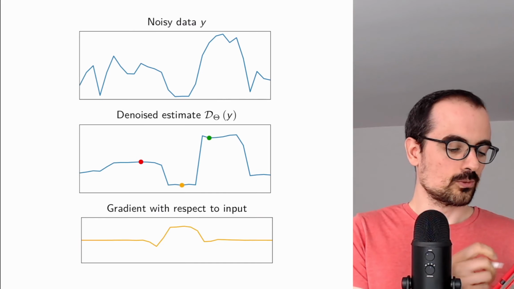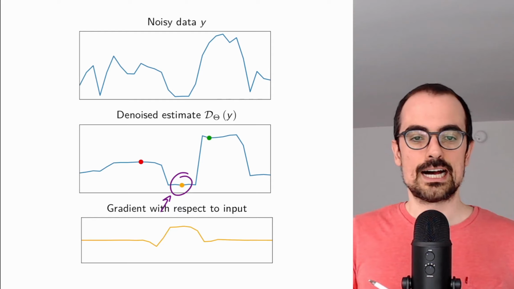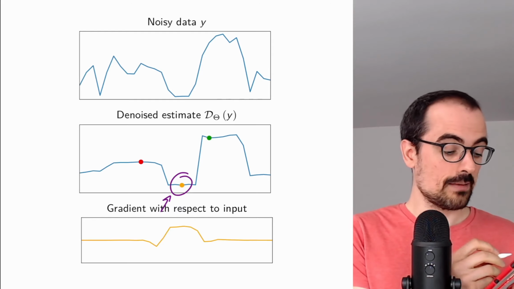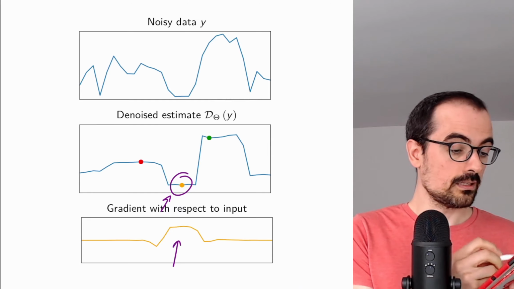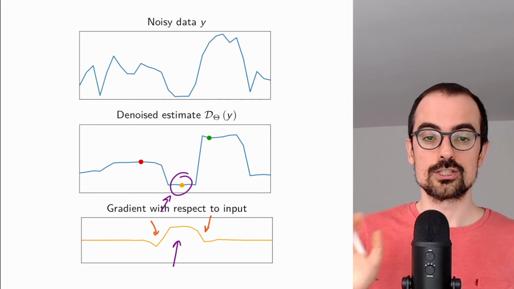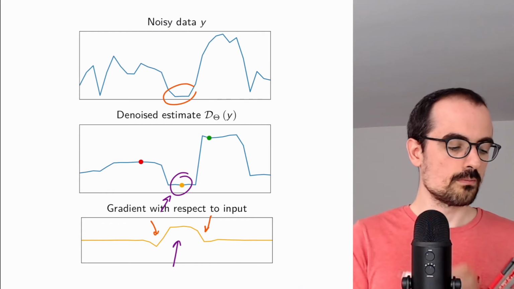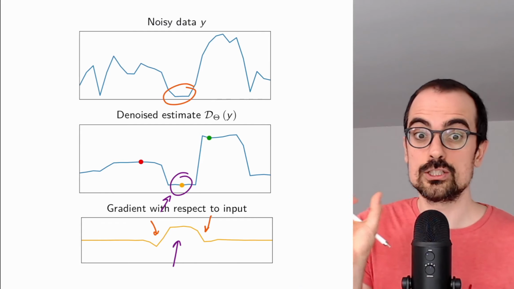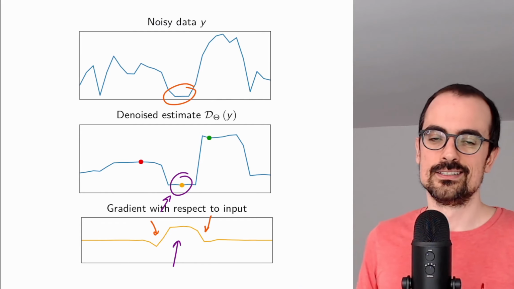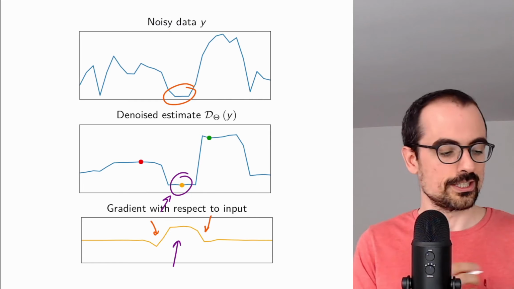So now let's take a look at what happens if we look at the gradient with respect to that output. And again, we find the same thing. The network is able to identify that there's two edges here that it should not mess with, and it just performs an average in between the two edges, which is a very reasonable denoising strategy.